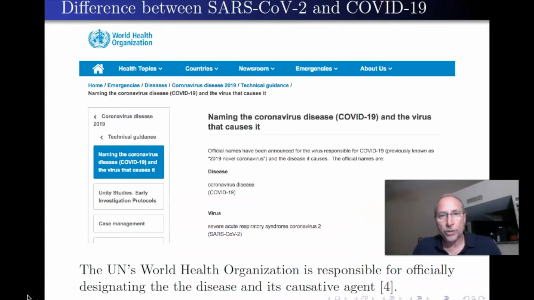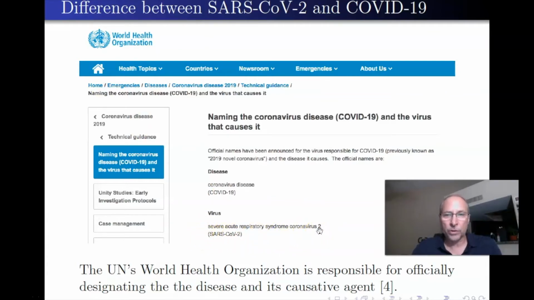So we're going to start by just talking about the very, very basic parts of this whole epidemic. For example, one of the most common questions that people ask is what's the difference between SARS-CoV-2 and COVID-19? SARS-CoV-2, if you look here, this is the World Health Organization website, that's the name of the actual virus itself. And the full name is Severe Acute Respiratory Syndrome Coronavirus 2.